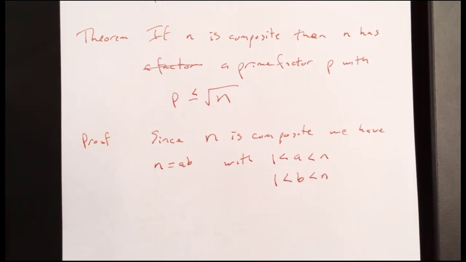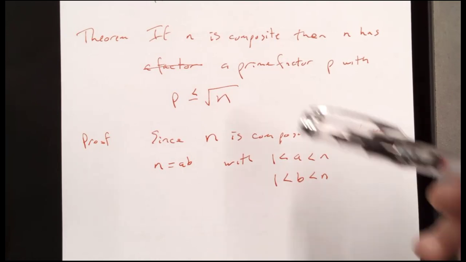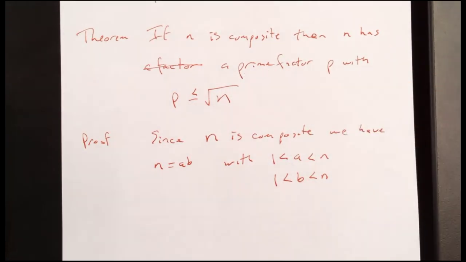If my number was prime, then the only things that would divide it are 1 and itself. Since it's not prime, it's got to have two other numbers, A and B, that multiply together to give n. Those numbers can't be 1 and they can't be the number itself. They've got to be in the middle somewhere. Well, wait a minute. I claim one of those numbers at least, either A or B, must be smaller than the square root of n.